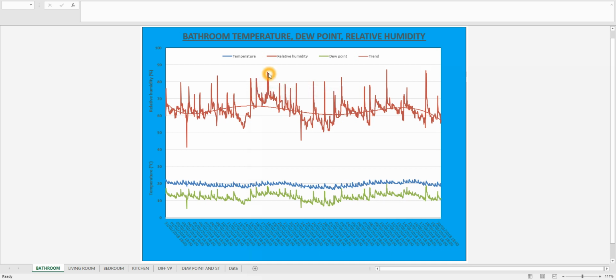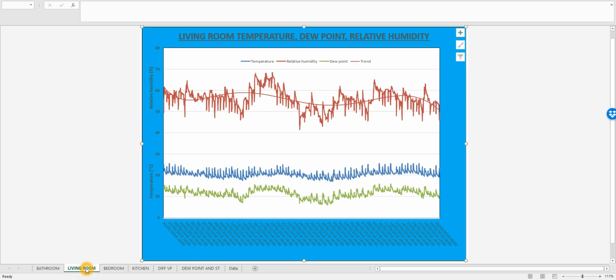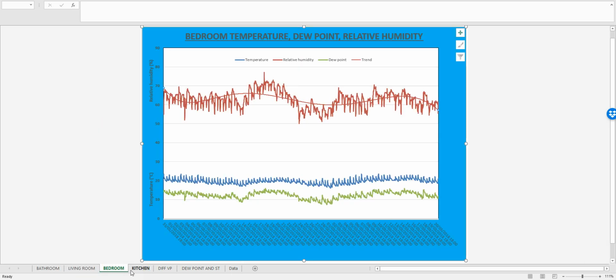Basic stuff on here. It's really, really good. You can put a trend line through there if you want. You don't have to put it on; you can take it out. You can also do all this for the living room, bedroom. You can go into the kitchen. There's so much you can get on there.